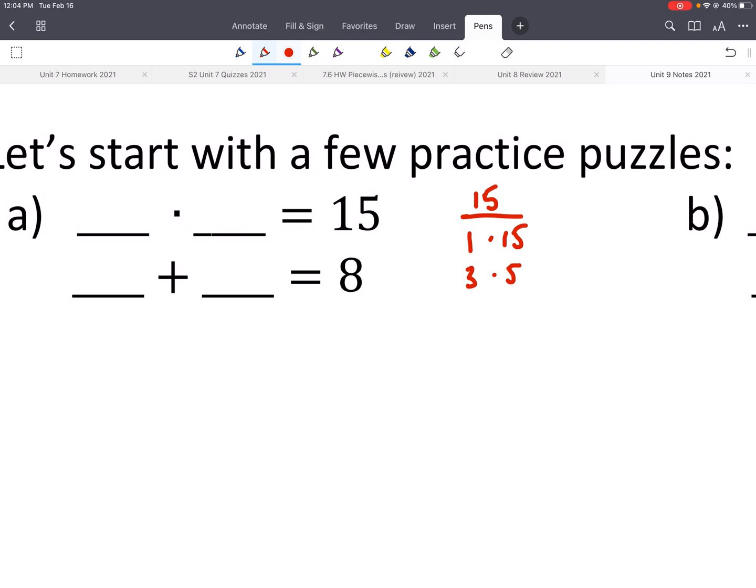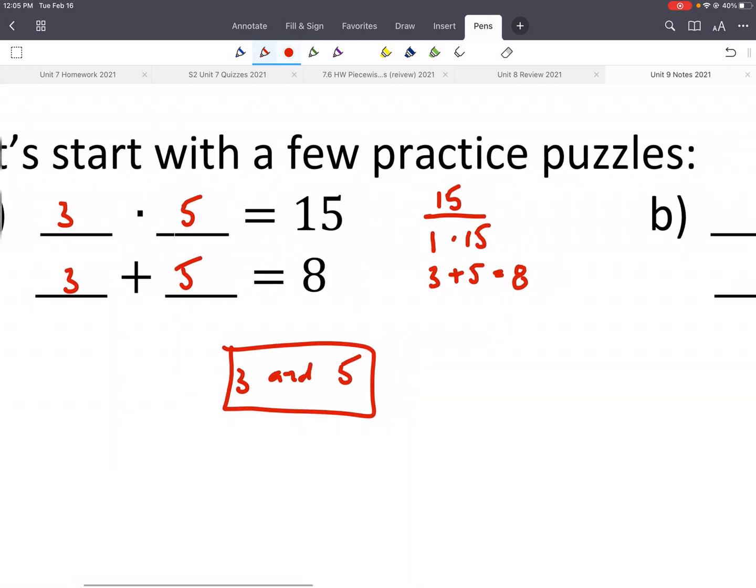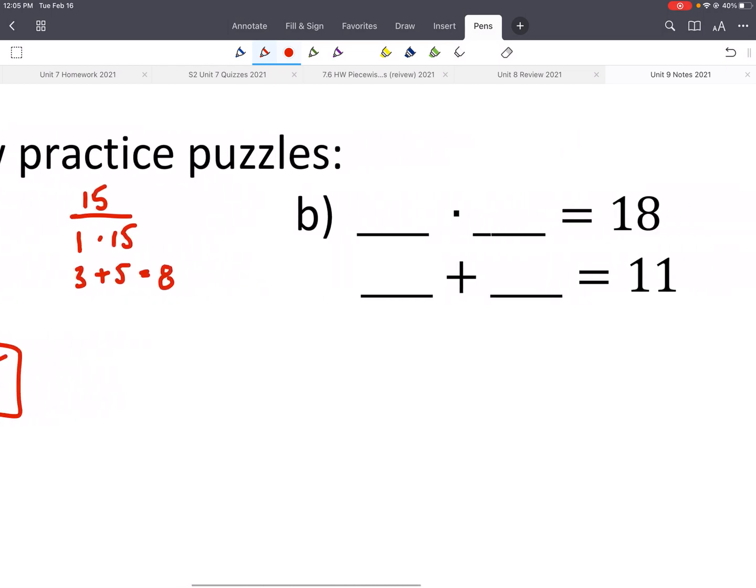So now we need to figure out which of those will add up to give us 8. And it would have to be the 3 and the 5, and that gives you 8. So 3 and 5 for these. Our answer would be 3 and 5. The order that you write those down, if you did 5 and 3, that doesn't matter.